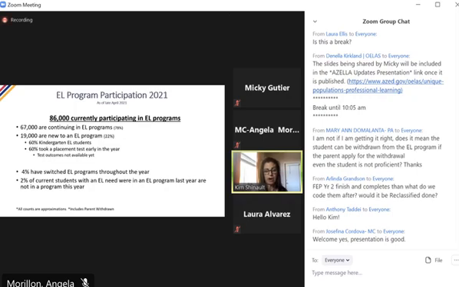Also, about 2% of the current students with an identified EL need were in a program last year, but they're not in a program this year. And all of these counts do include the parent withdrawals.